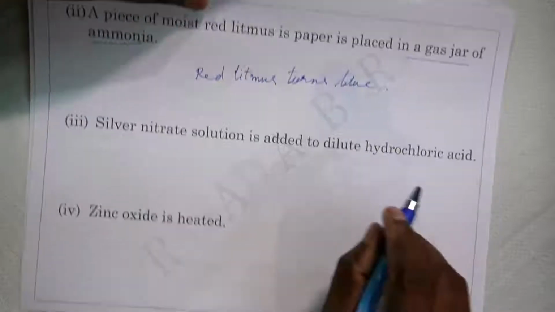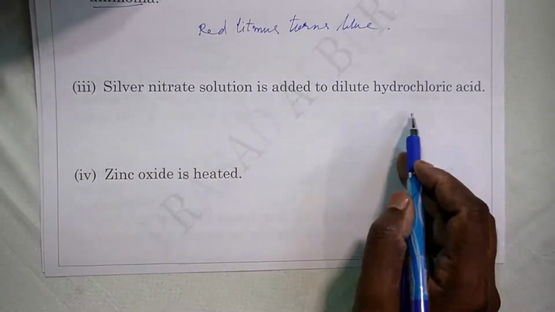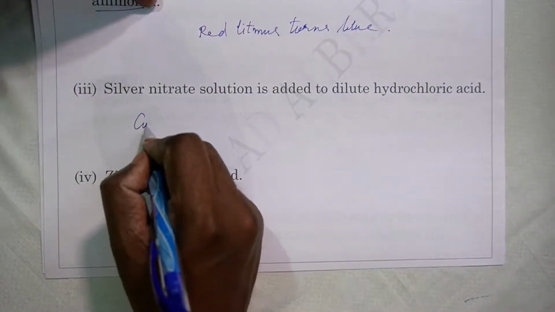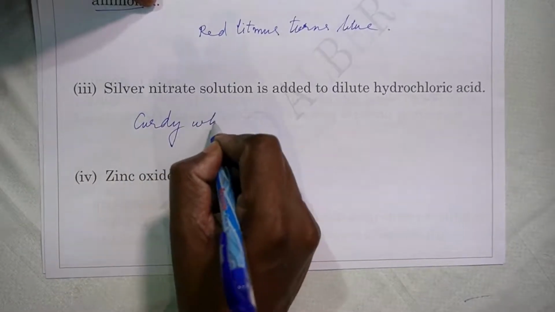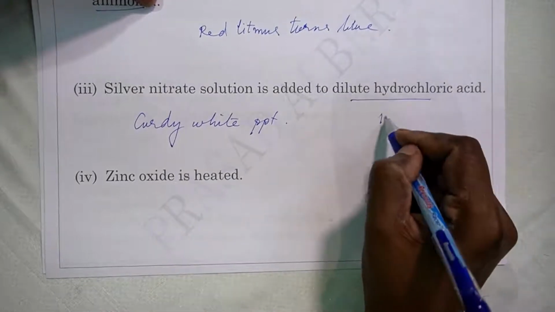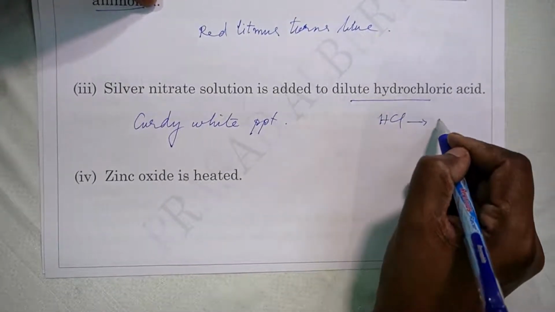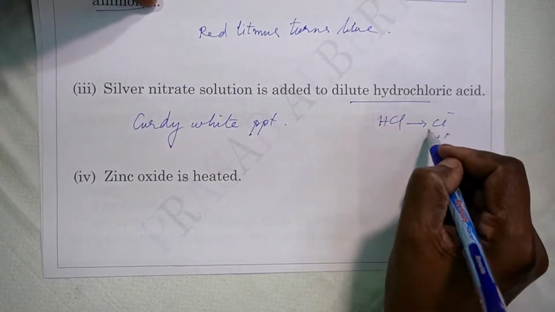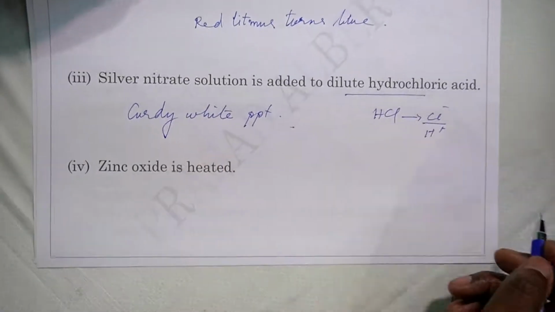Alkaline nature of ammonia. Silver nitrate solution is added to dilute hydrochloric acid. Curdy white PPT. Dilute HCl contains Cl minus ions and H plus ions. Chloride ions are there, so curdy white PPT, right?